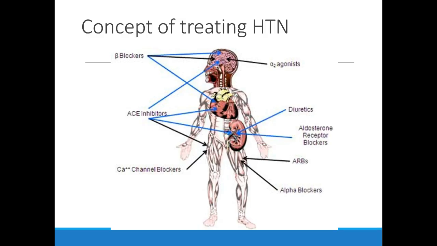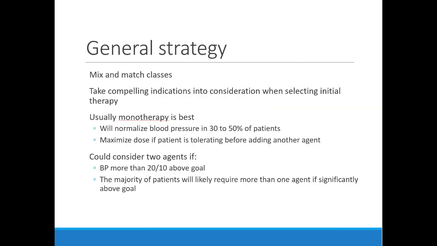Okay, let's talk about how we manage hypertension. Essentially, just like anything, you're going to mix and match classes to get the effects you want, and don't double up on your class. Monotherapy is the best way to start and will normalize blood pressure in about 30 to 50% of patients. Usually you could consider two drugs right off the bat if the person is more than 20/10 (systolic/diastolic) above their goal. The majority of patients will likely require more than one agent if significantly above goal. So it's not uncommon to have people on multiple drugs.